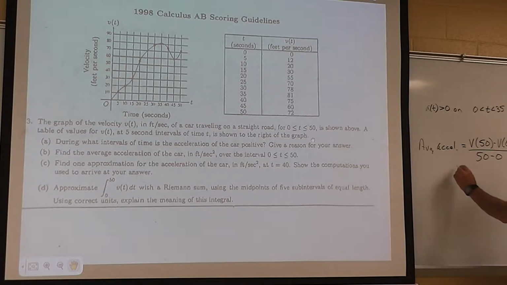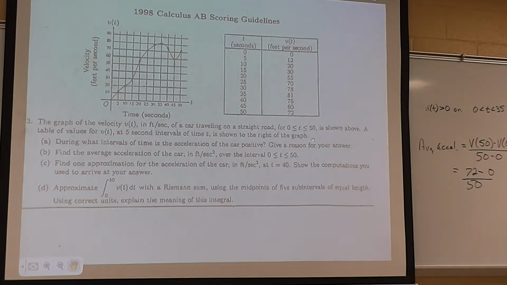So, sure enough, velocity at 50 from our table of values is 72. Velocity at 0 is 0, over 50. Heck, we got it. 72 over 50, I'm not going to simplify that. 36 over 25, I don't want to go there. And I don't need to put units in it. Heck, they gave me units in the prompt. So 72 fiftieths.